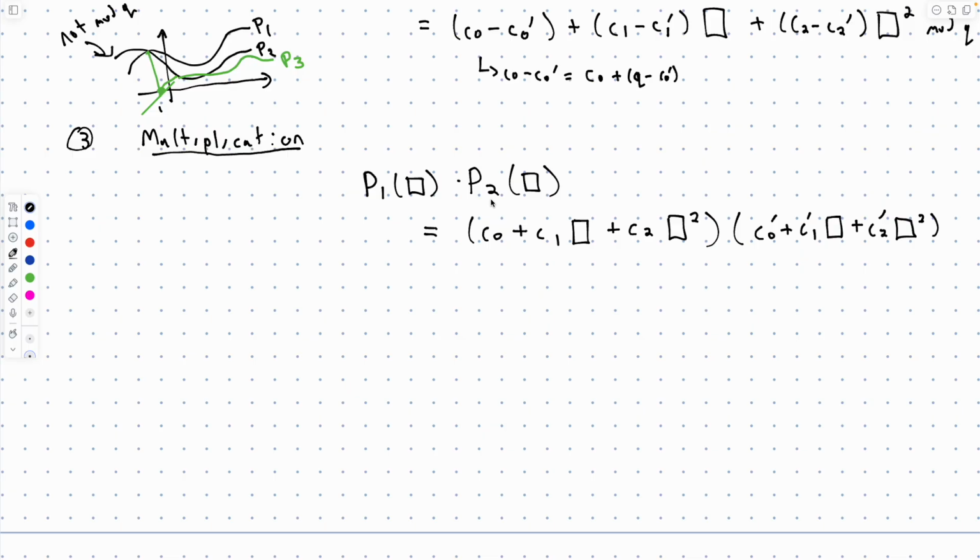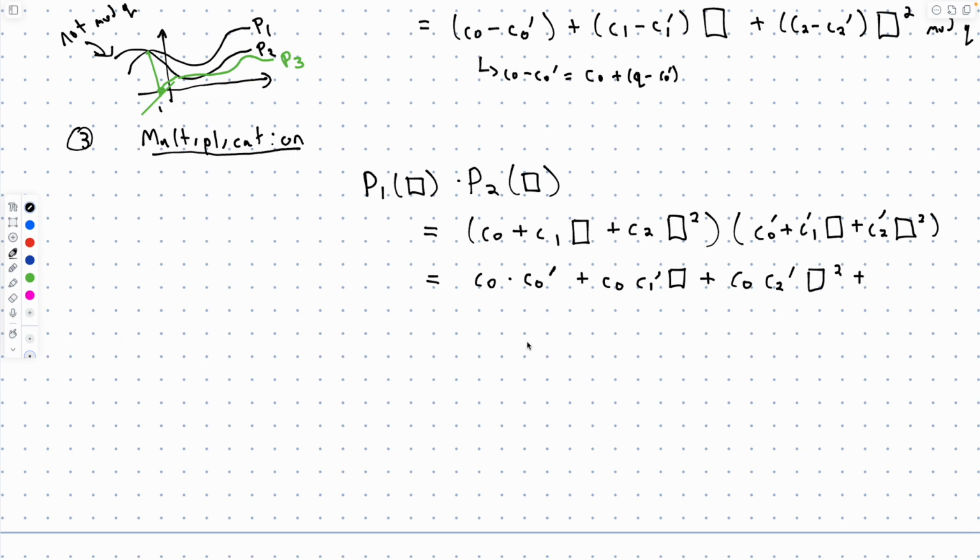Okay, so we have to do a full multiplication. We have to multiply this by every term here, and this by every term here, and this by every term here. So it's not going to be as simple as the additions. So we're going to get C0 times C0 prime. Then we'll get C0 times C1 prime box. And then we'll get C0 times C2 prime box squared.